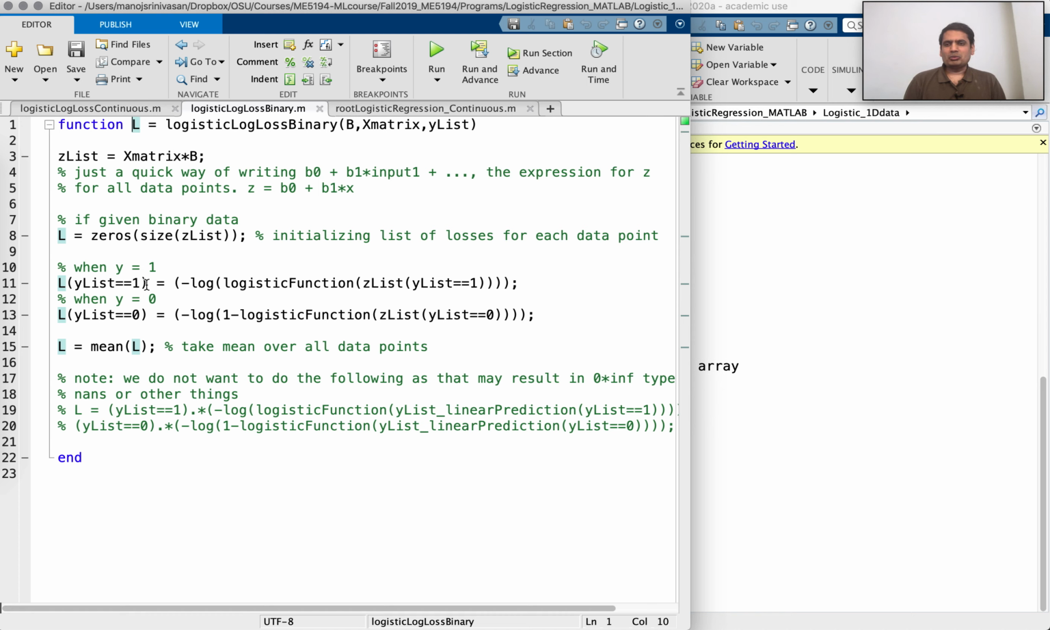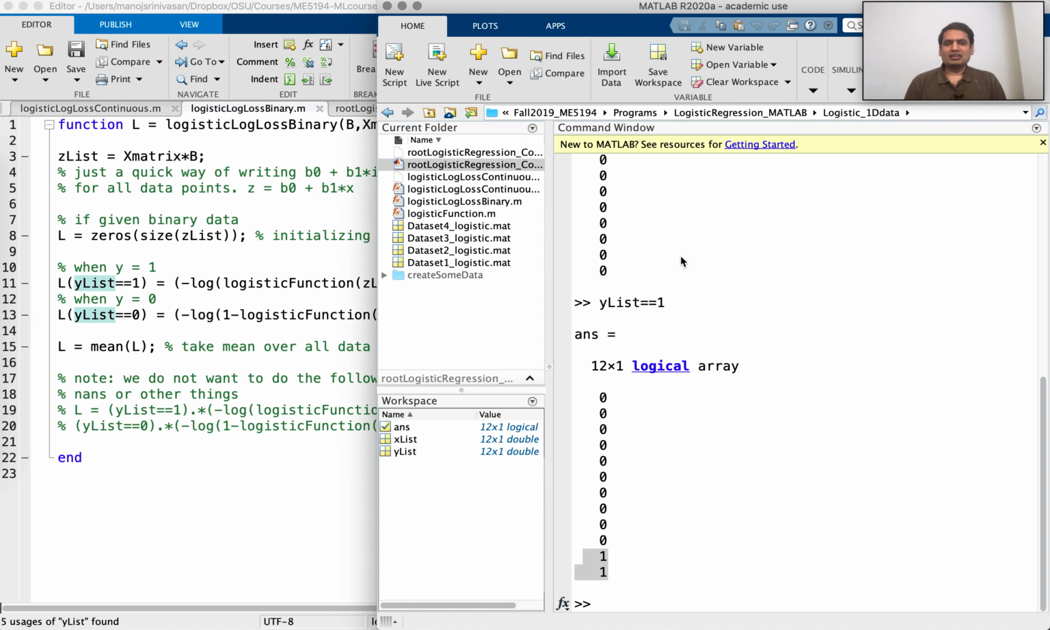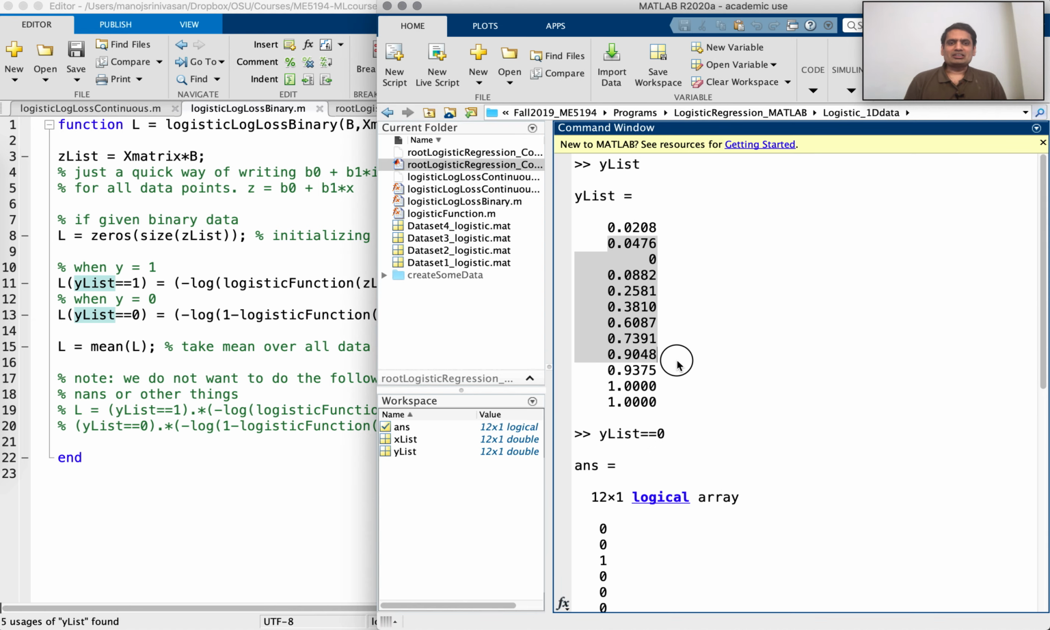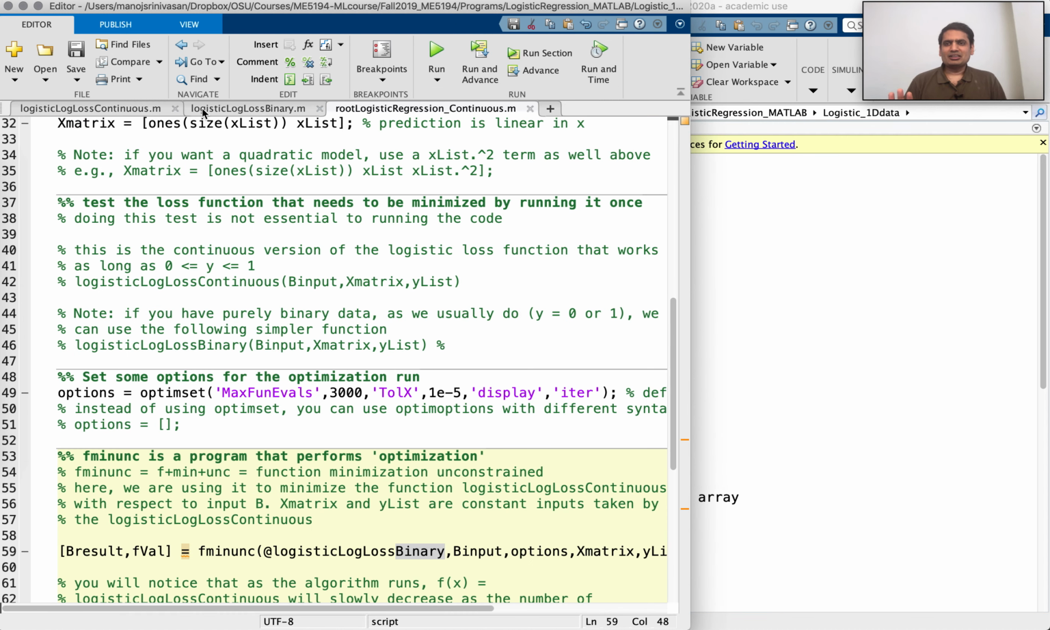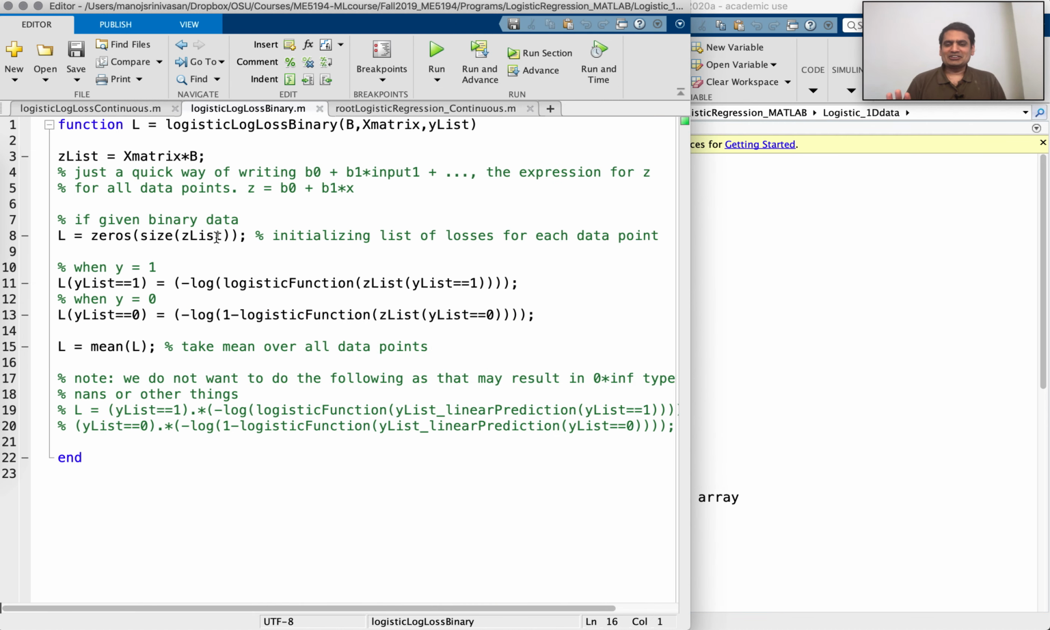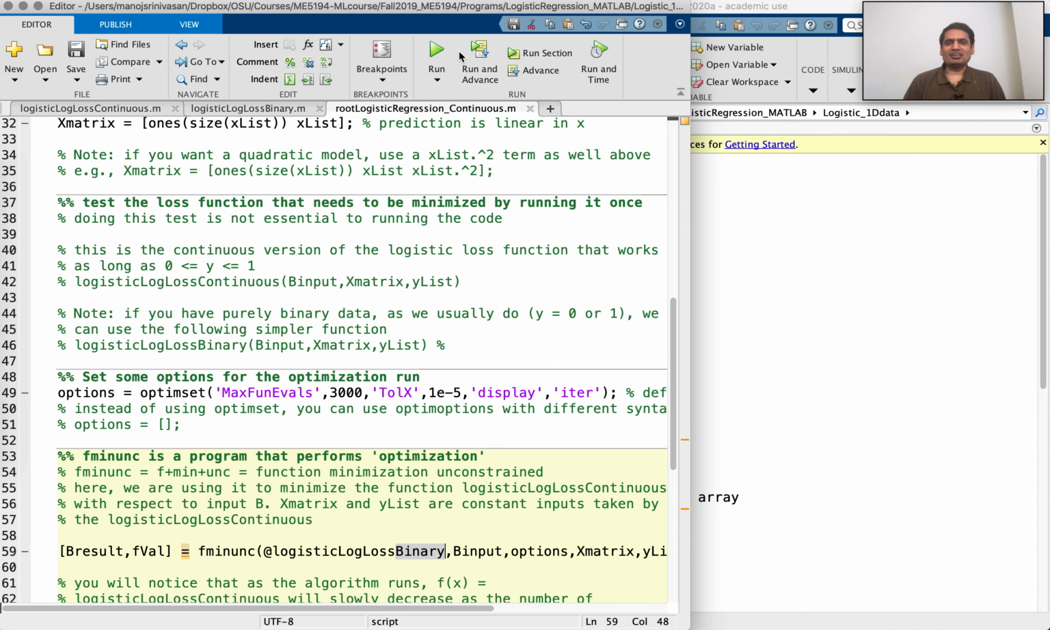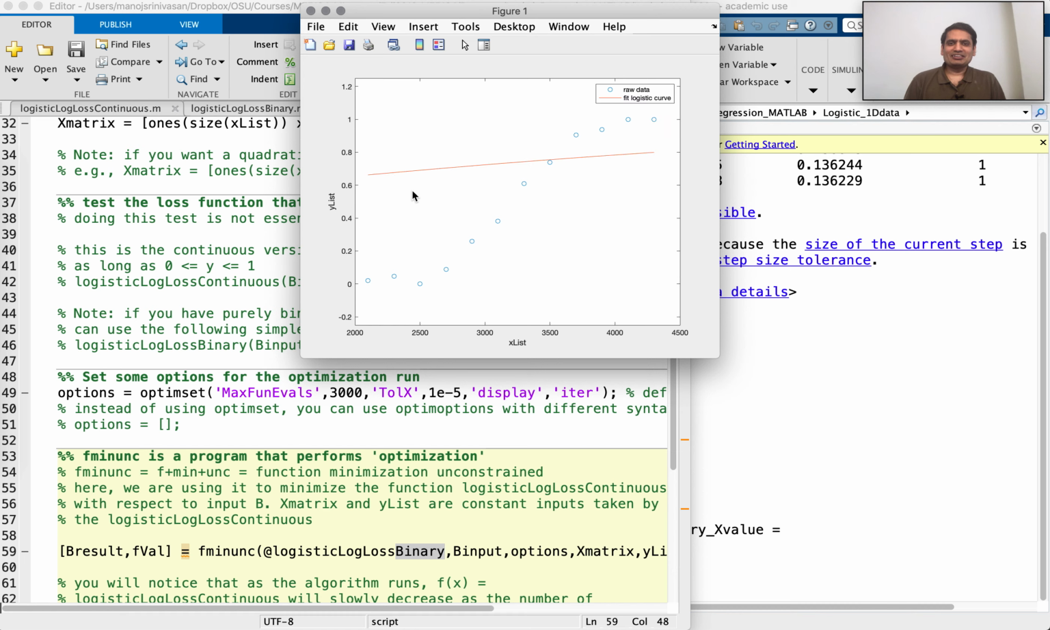only really works for when y-list is either 1 or 0, and really we're just summing over the data points that are equal to 1 or equal to 0. And if we just use this function, we would be completely ignoring all the data points where y is between 0 and 1. So you shouldn't even be using this logistic loss function with binary, because it really just considers only 0 and 1. Let's see what it looks like anyway.